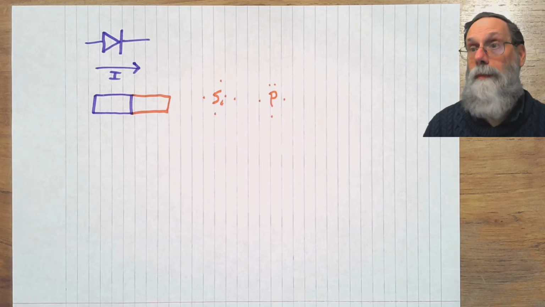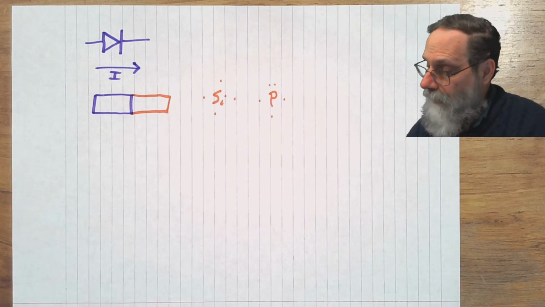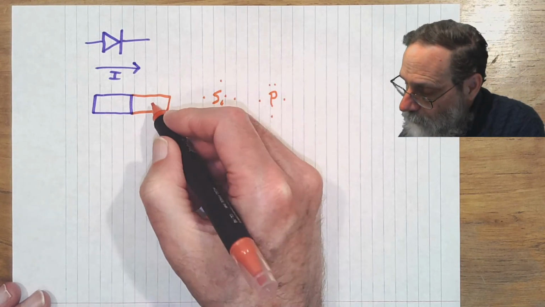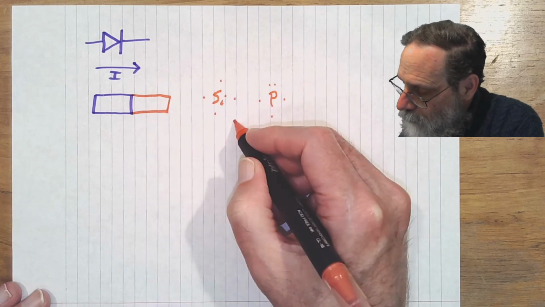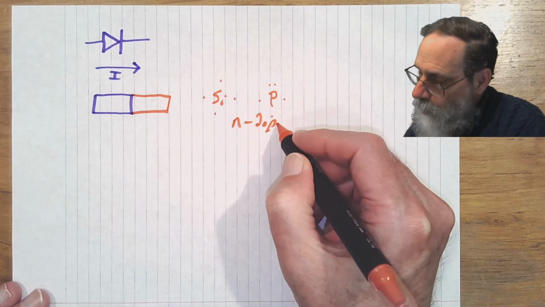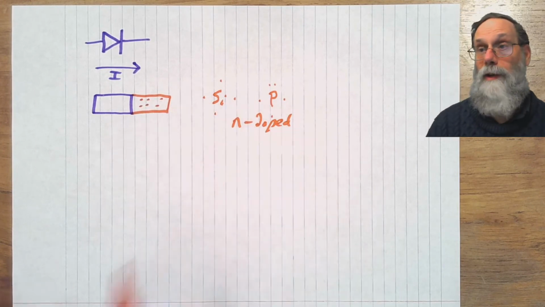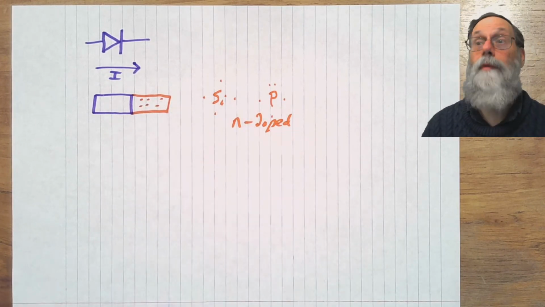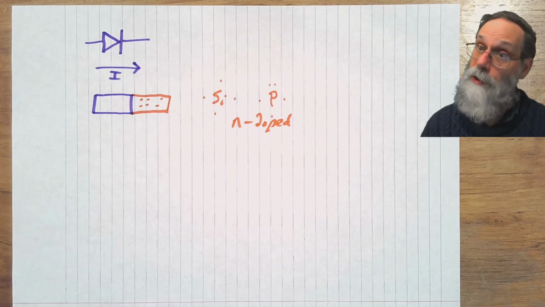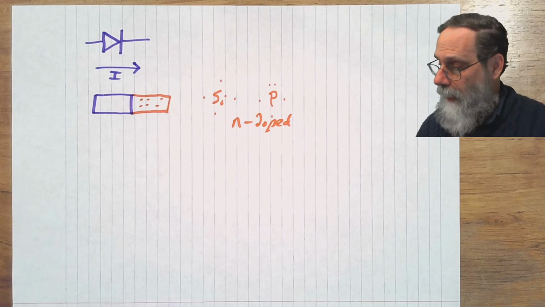charge, the electron. That type of silicon is called N-doped, for negatively doped, and it's got a bunch of free electrons in it that can move around. Those are called charge carriers, negative charge carriers, because they're electrons.